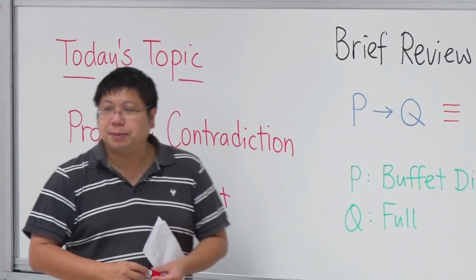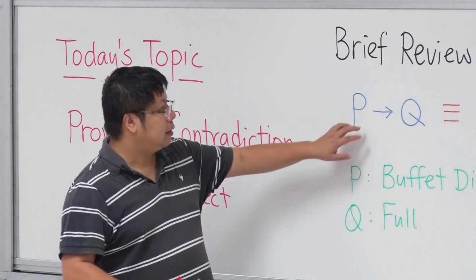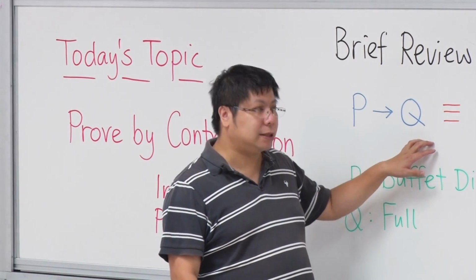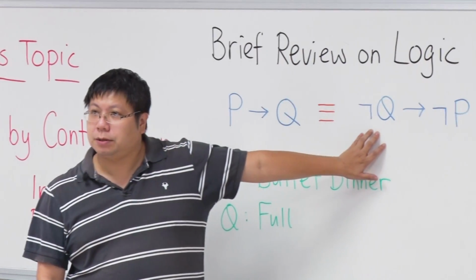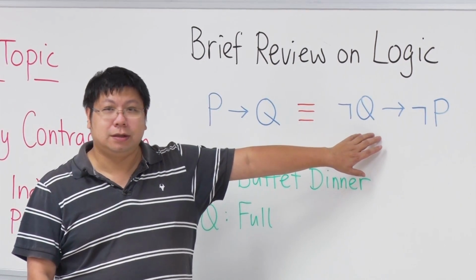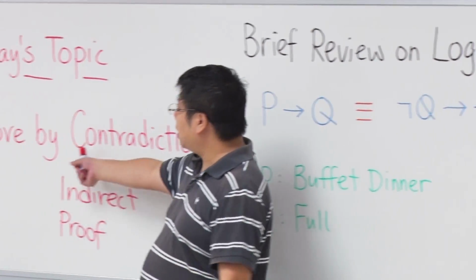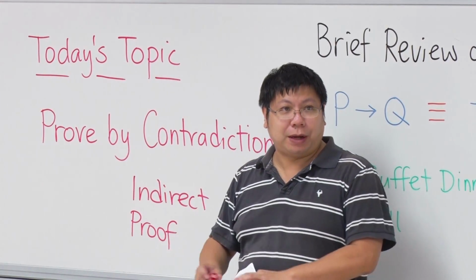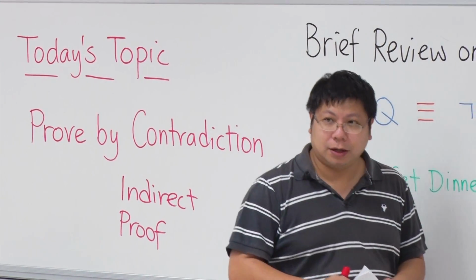There are two main types of indirect proof. This is one case: P implies Q. We do not show this directly. We show not Q implies not P. This is called proof by contraposition. And today we will talk about a special case of proof by contraposition called proof by contradiction.